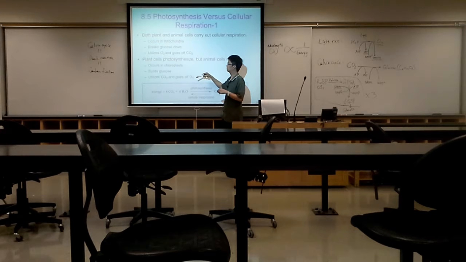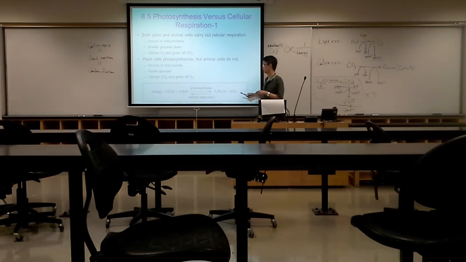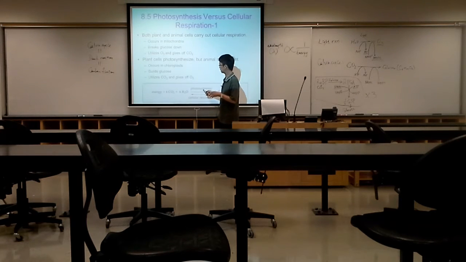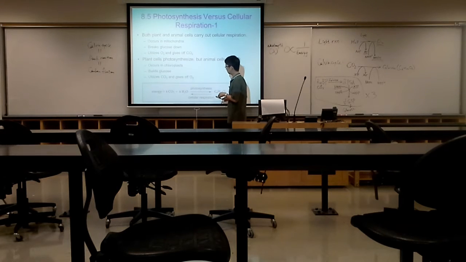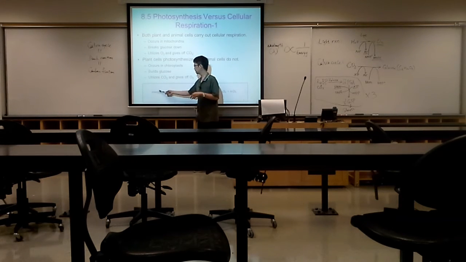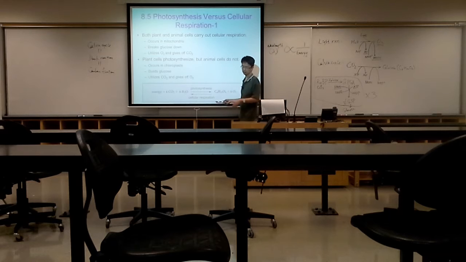And then the byproduct is oxygen. So this chemical reaction, this box here, basically summarizes the two. They are exactly the opposite. But the energy here is different. The energy for photosynthesis is the sunlight, but the product of the energy is ATP for cellular respiration.